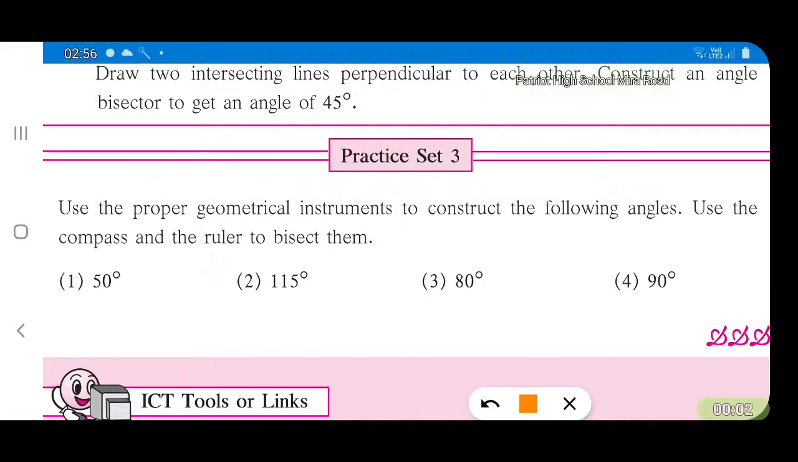Practice set 3. Use proper geometrical instruments to construct the following angles. 50 degrees. So let us start constructing the different angles. 50, then we'll go on to the other angles.